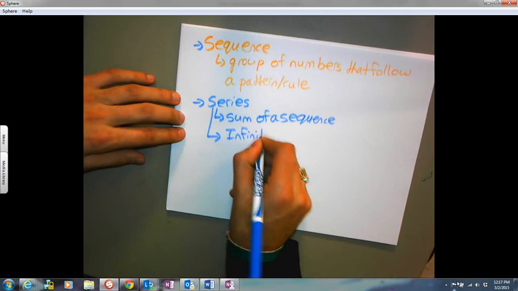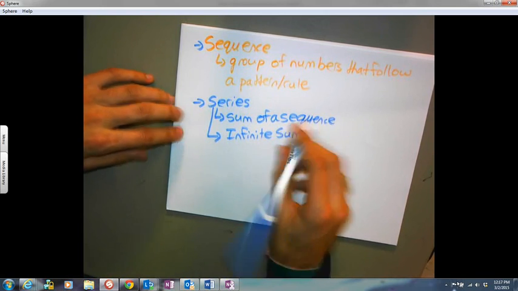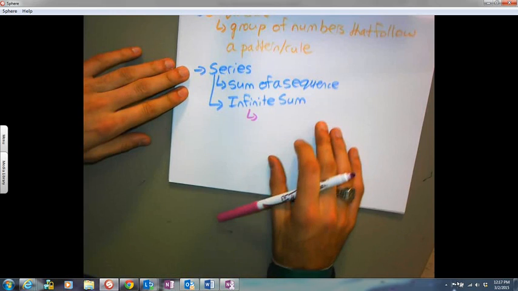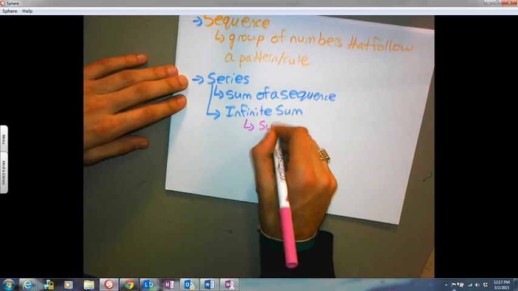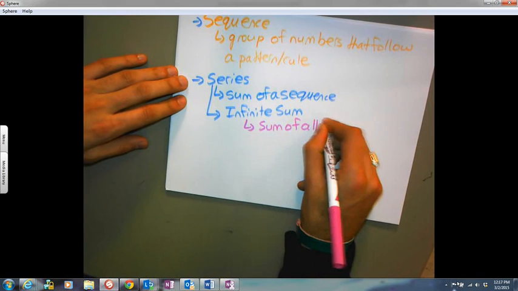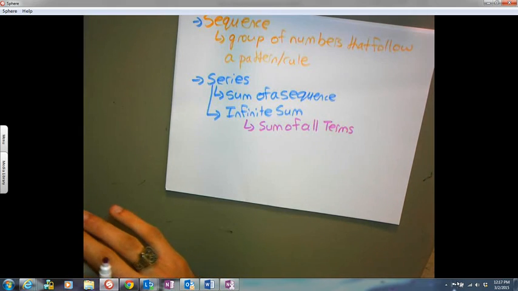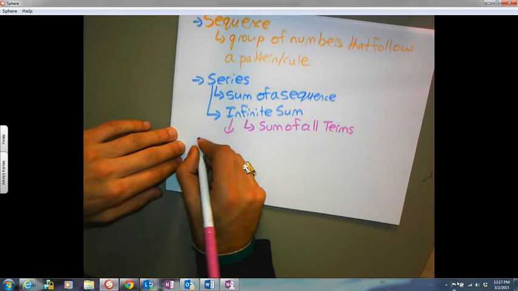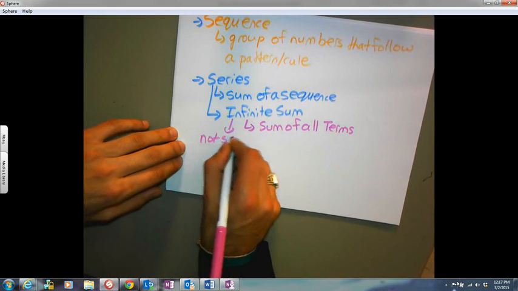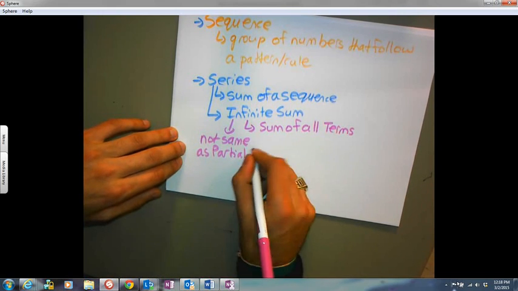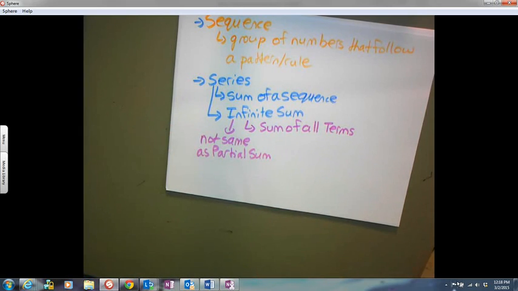What I mean by that is when you take the sum of all of the terms. We take the sum of all the terms. Not the same as the partial sum. Remember we had talked about partial sums before. Remember, partial sums are just when you add up a portion of the terms.